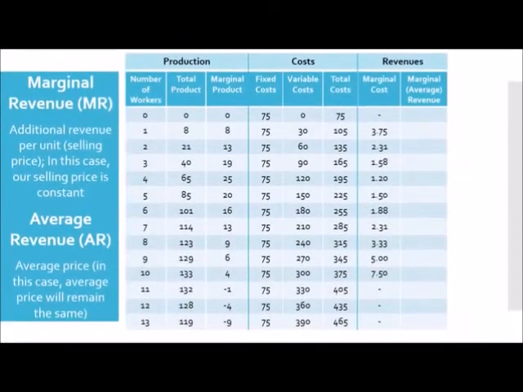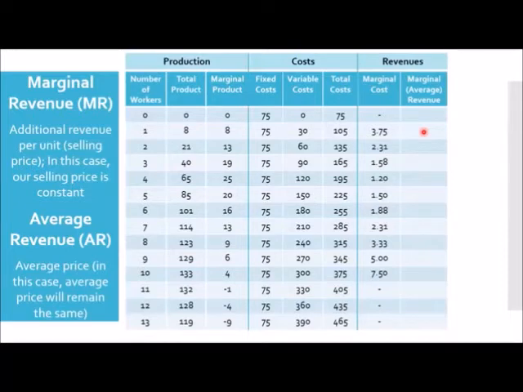Another thing we need to make sure we are aware of is our marginal revenue. Now with marginal revenue, remember this word marginal means additional. So it's the additional revenue that we get for selling one more unit. And so what we need to know for that is obviously how much did we sell it for? Because our marginal revenue equals how much we are selling just that one product for.